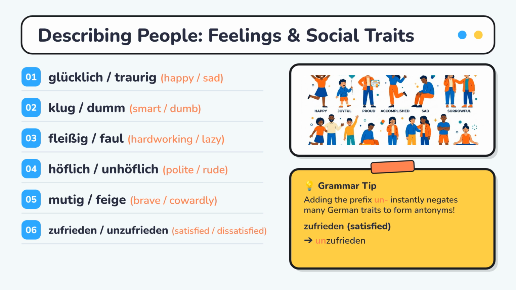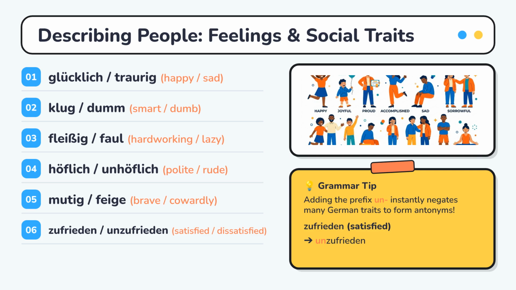Let's stick with people, but move to feelings and social traits. Glücklich and traurig, happy and sad. Klug and dumm, smart and dumb. Fleißig and faul, hardworking and lazy.